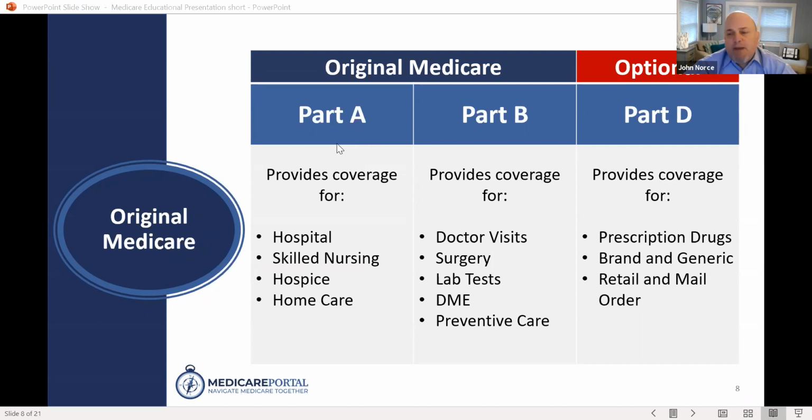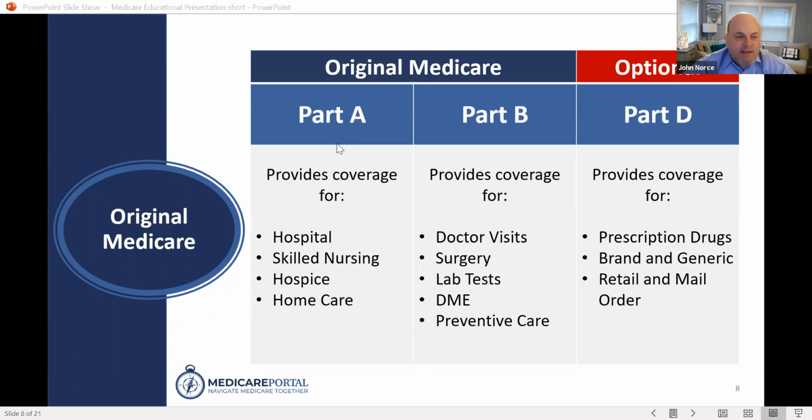However, Part B you would pay for. There's a premium. It is technically optional. You don't have to do it. But Part B is really what medical care is all about in Medicare. It's your doctors, your labs, your X-rays, durable medical equipment, MRIs, CAT scans, physical therapy, occupational therapy, on and on. That's the real meat of Part B.